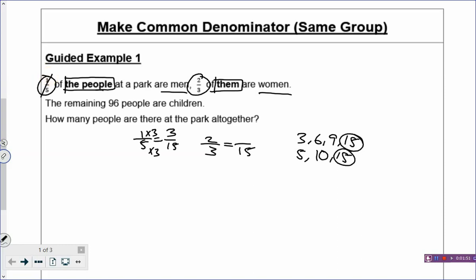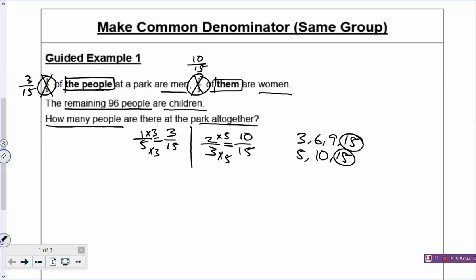So I'm going to just cross out this fraction and replace it with 3 over 15 of the people are men. Alright, and then you have 2/3, and you do 3 times 5 and 2 times 5. So you have 10 over 15. So instead of 2/3, I am now going to replace it with 10 over 15. Okay, so 10 over 15 of them are women. And the remaining 96 people are children. So how many people are there at the park altogether? And then that's it. So we're going to draw out the model.